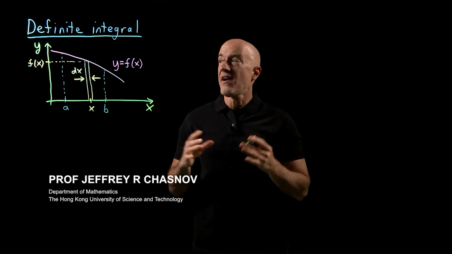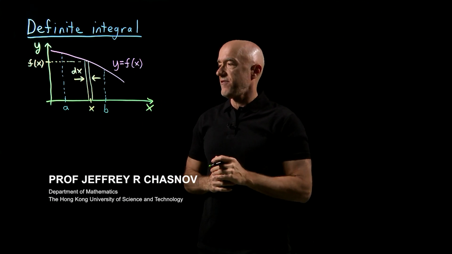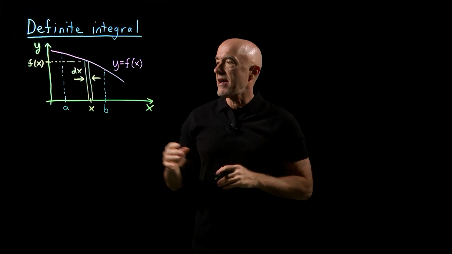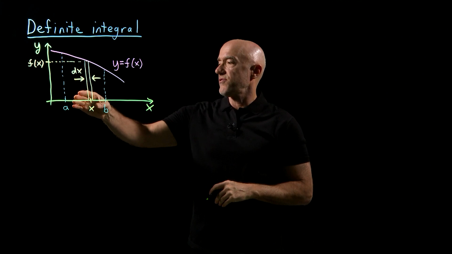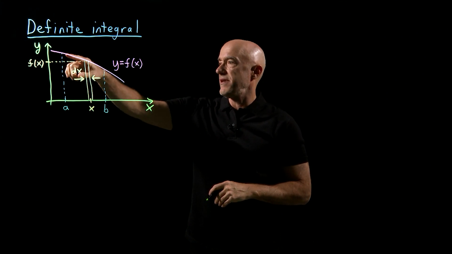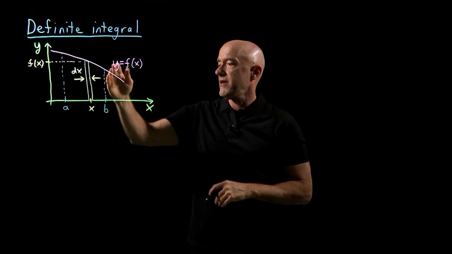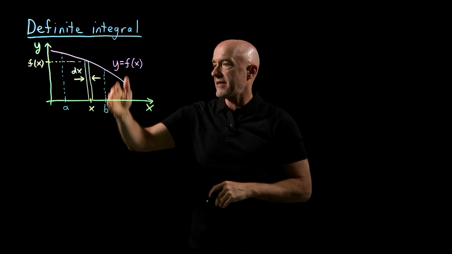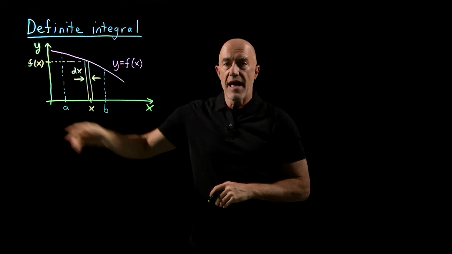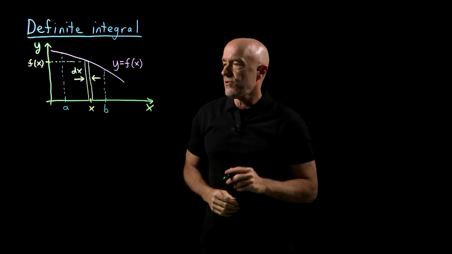I now want to define the definite integral of a function y equals f of x. So I'm going to define it as the area under the curve. So the definite integral from a to b will be the area under the curve of the function y equals f of x, the vertical lines x equals a and x equals b, and the x-axis, so the area under here. So how do we do that?